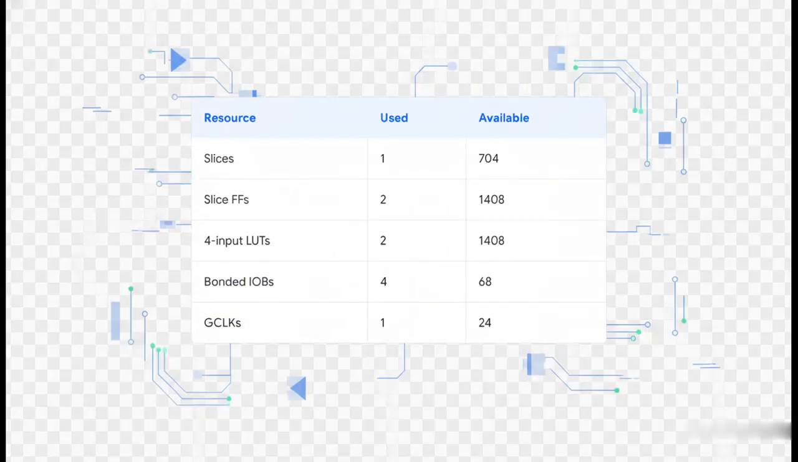So the absolutely crucial question is, how efficient was our design? Well, the device utilization summary tells us exactly how much of the target chip we ended up using, and the numbers are just staggering. We used 1 out of 704 slices. That's essentially 0%. We used 2 out of 1408 slice flip-flops, 2 out of 1408 4-input lookup tables. Our design is so incredibly lightweight and optimized that it barely even registers on the physical resources available on the chip.